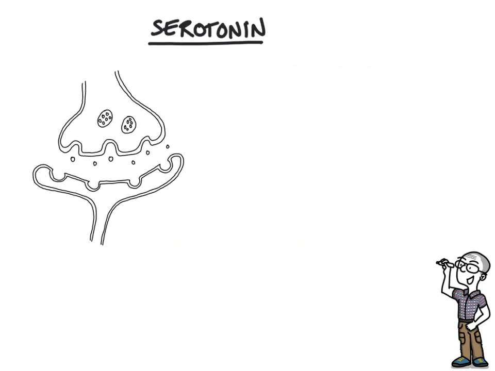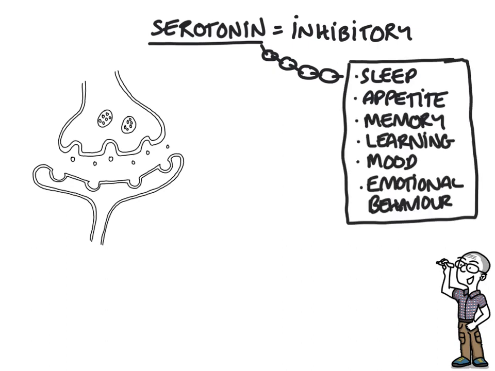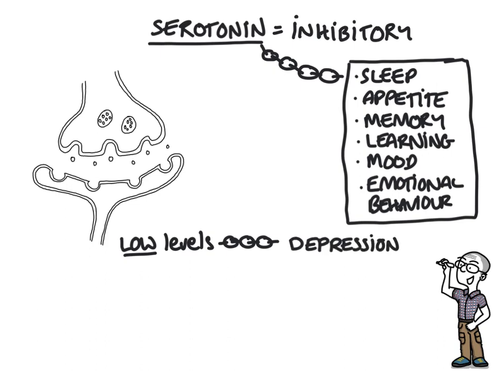Serotonin causes a postsynaptic neuron to become more negatively charged, and it is therefore less likely to generate an action potential. It's therefore an inhibitory neurotransmitter. It's connected with a very wide range of activities, including the regulation of sleep and appetite, memory and learning, mood and emotional behaviour. Low levels of serotonin have been suggested to have a role in depression.